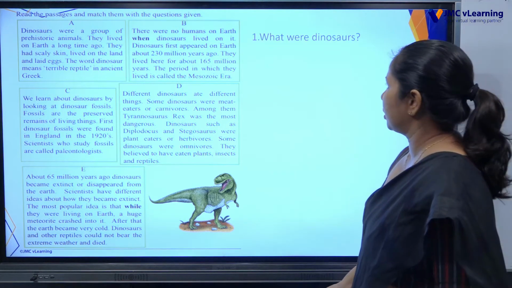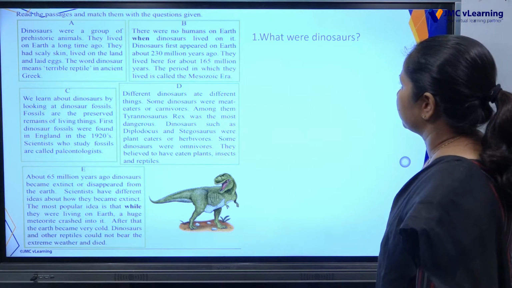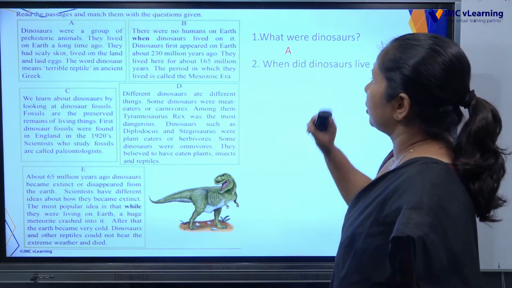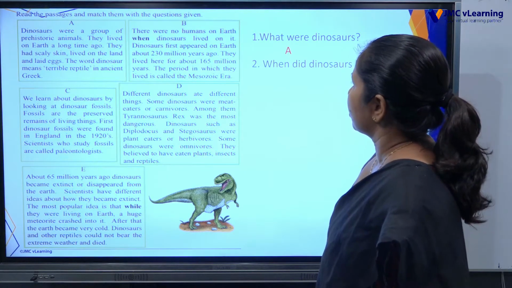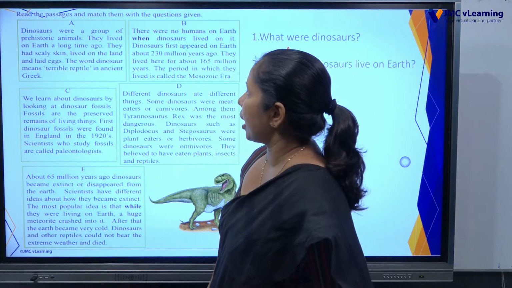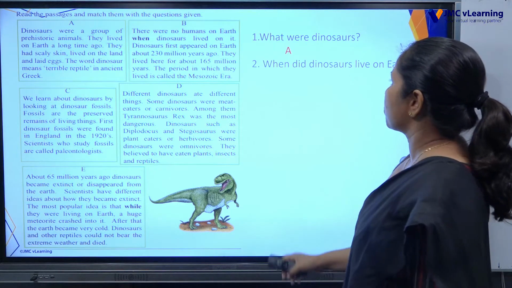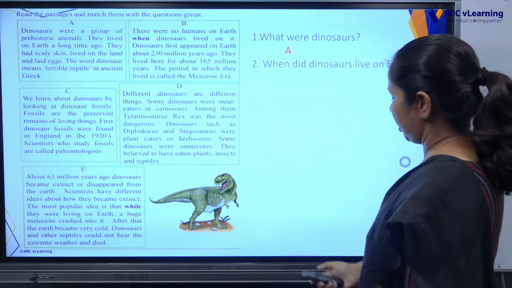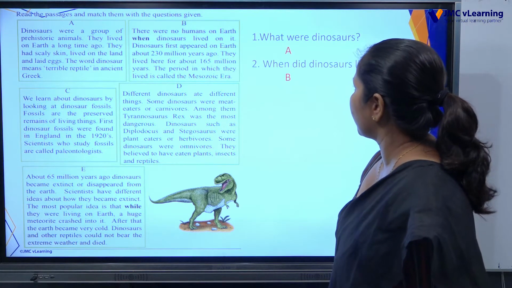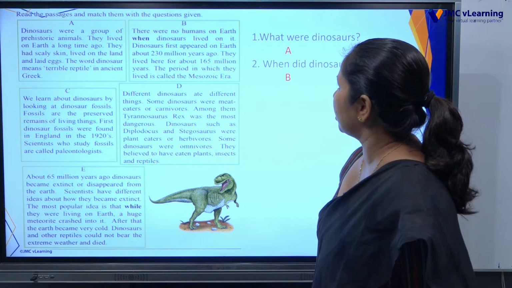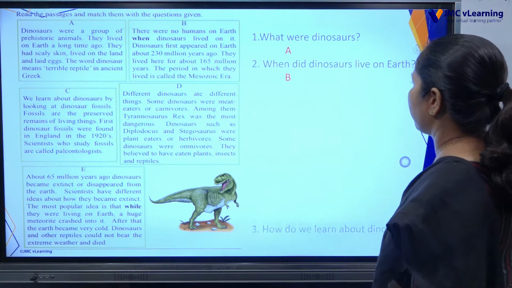We will go to the exercise. What were dinosaurs? We have to find the passage that gives the answer for what were dinosaurs. So, it should be passage A. Dinosaurs were a group of prehistoric animals. The next one, when did dinosaurs live on earth? So, the answer should be passage B. There were no humans on earth when dinosaurs lived on it, and the whole thing is explained there.